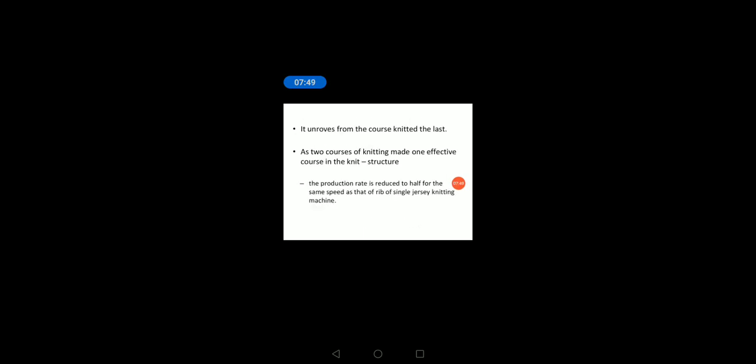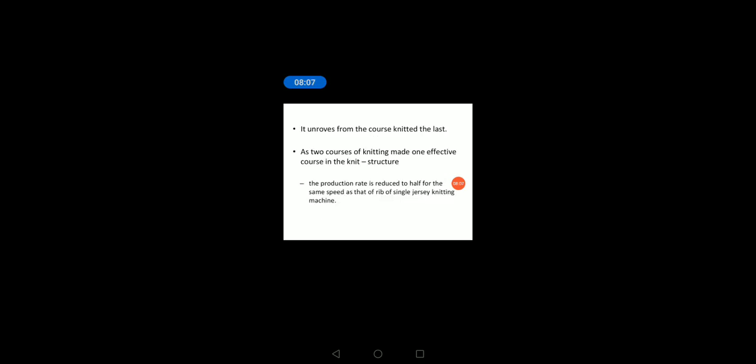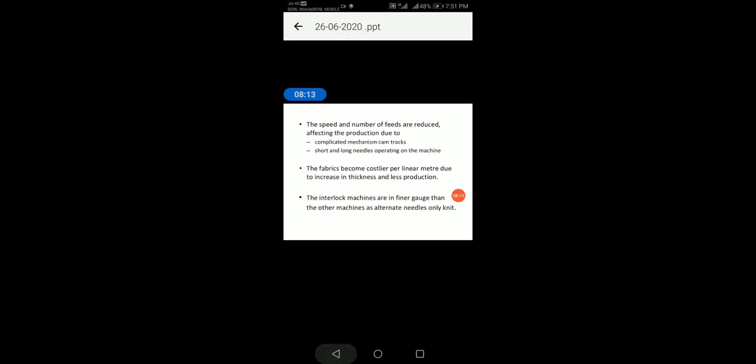Two courses of knit make one effective course in the knit structure. The production rate is reduced to half for the same speed as that of the rib or single jersey knitting machine. The interlock machines are of very fine gauge, as alternate needles only knit. So these are the characteristics, properties and features of the interlock knit structures. Okay, thank you.